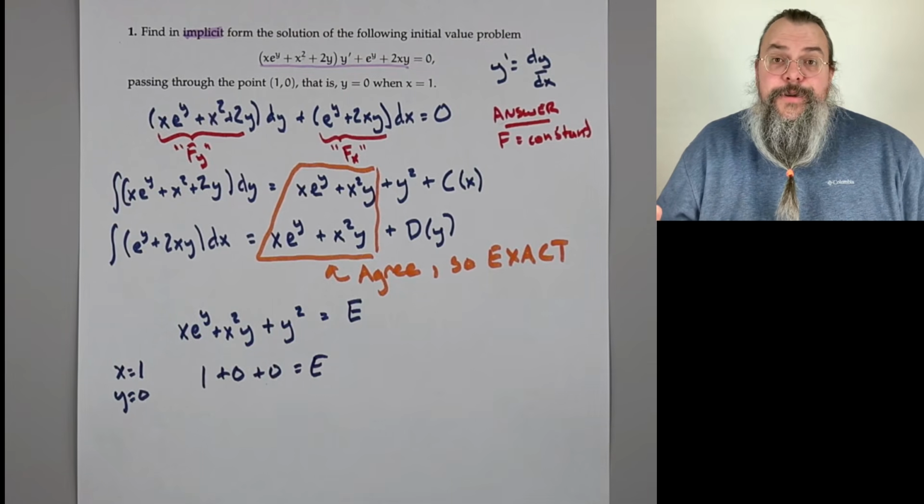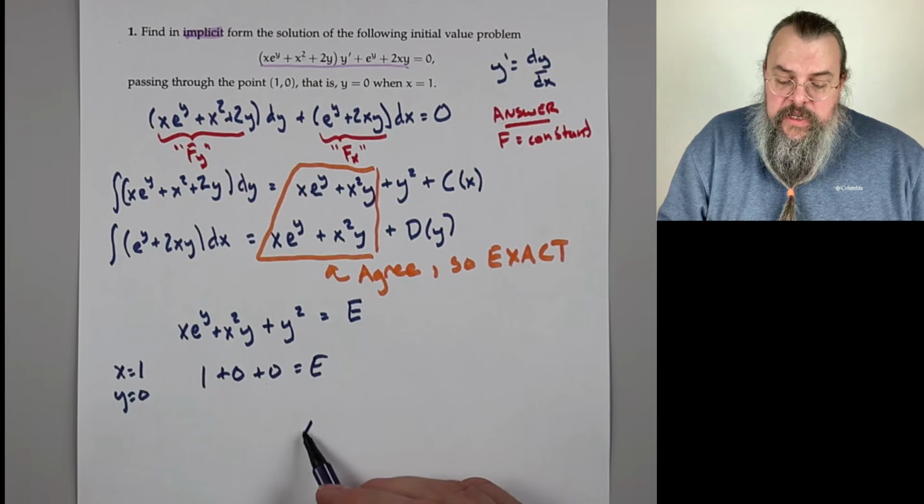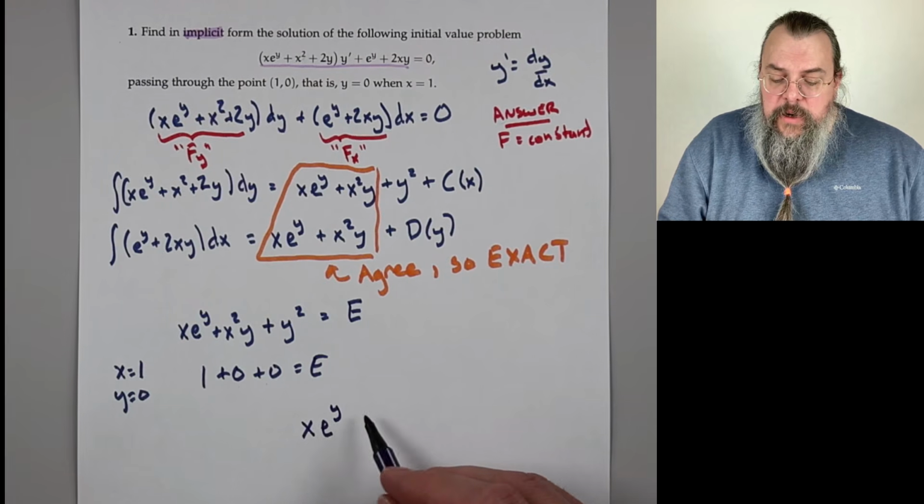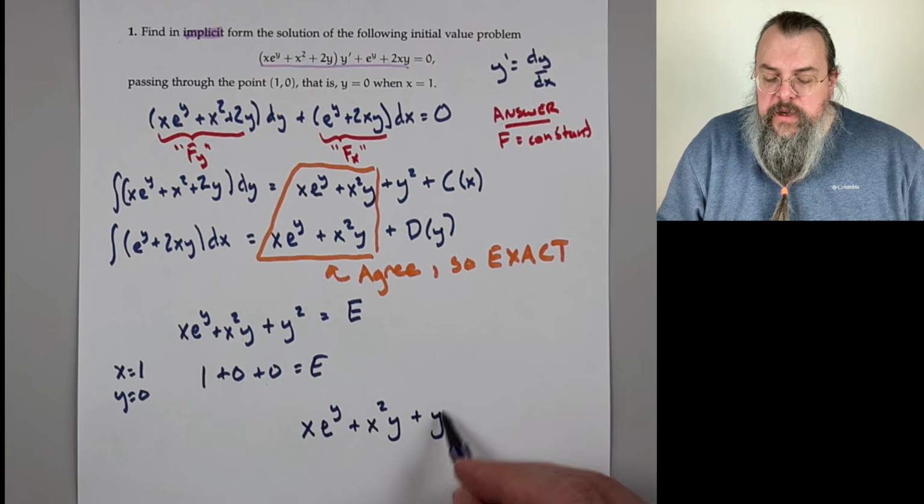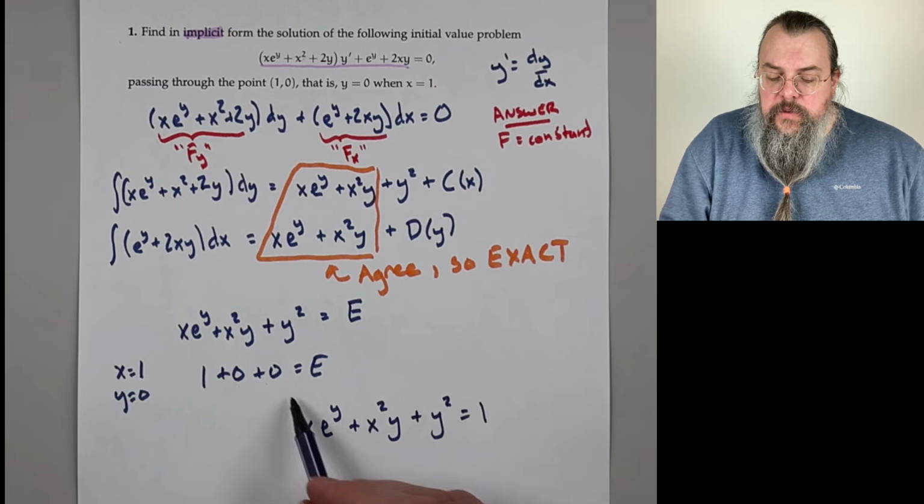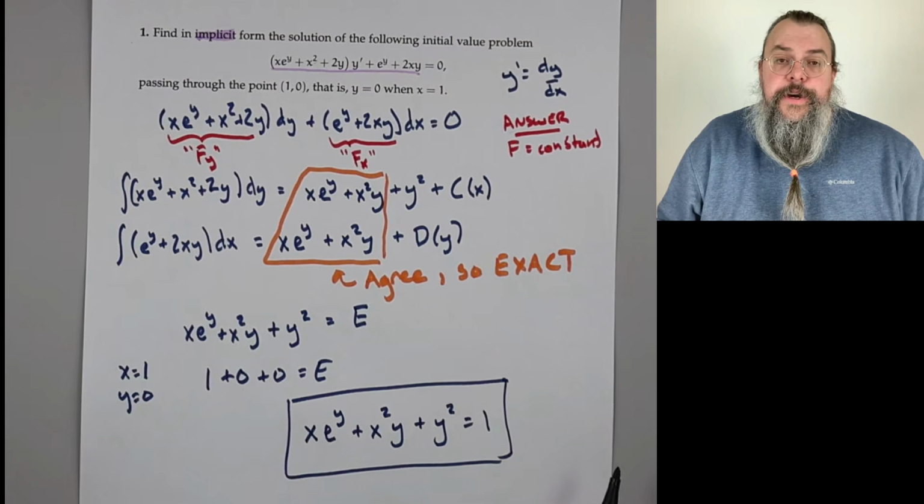So that tells us what e is. We know e is 1. And so we put that in. We get x e to the y plus x squared y plus y squared equals 1. And we're done.